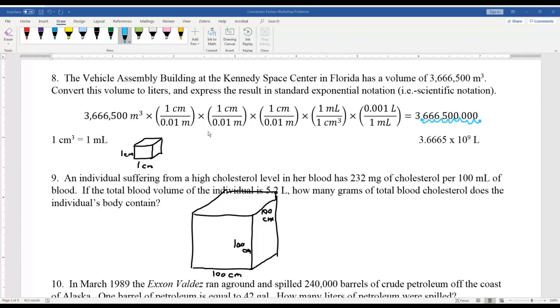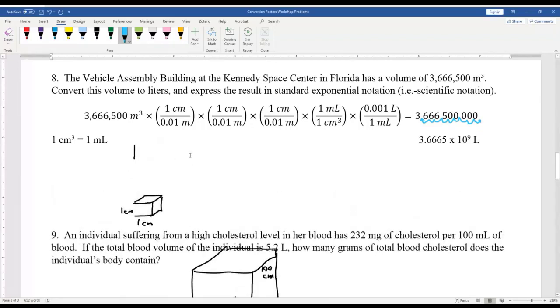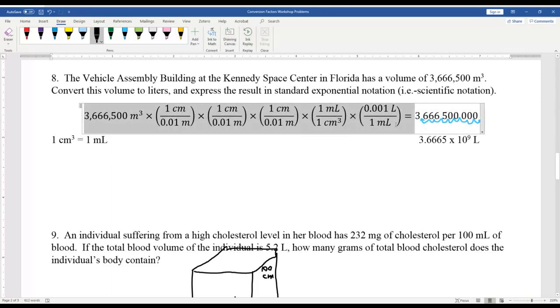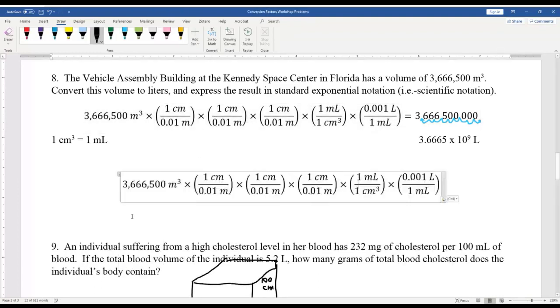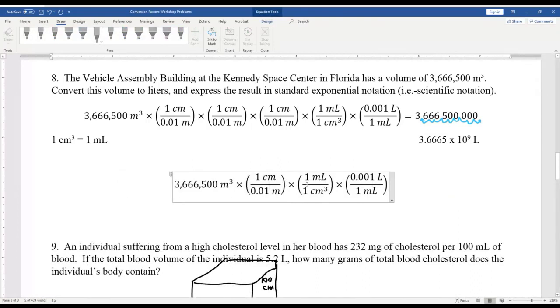Alternatively, if one wanted to, here we go. Oh, you know what? Your days are numbered, my friend. Bye-bye, centimeter cube. Okay, so now, alternatively, you could do the same type of process, but instead of repeating the conversion factor 3 times, you could simply raise the entire conversion factor to the 3rd power.